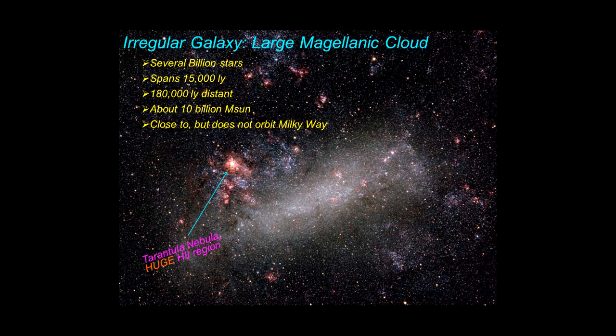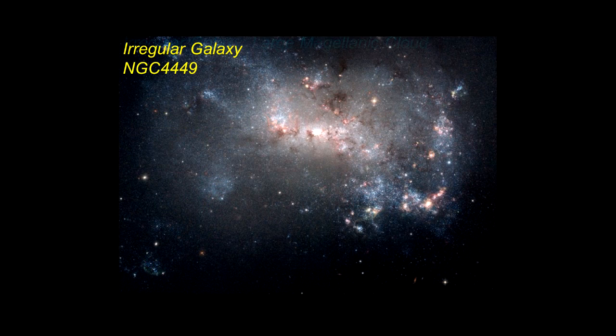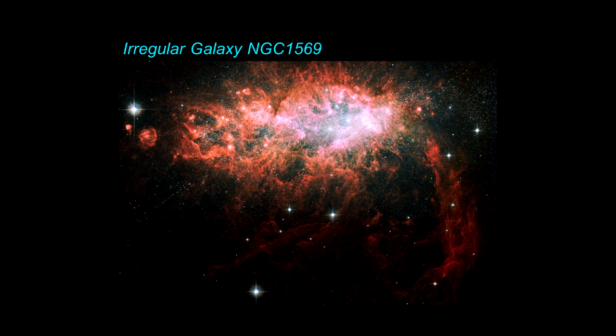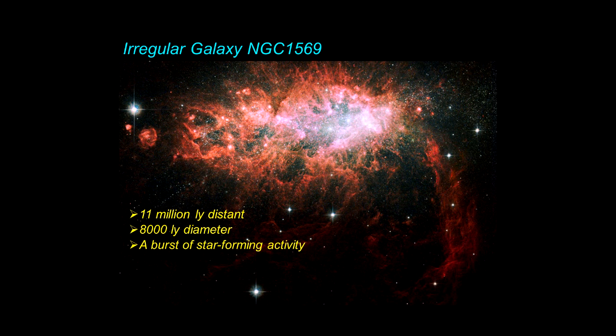Associated with this irregular is the Tarantula Nebula, one of the largest known ionized hydrogen regions. So it's a very huge region, about 800 light years in diameter approximately. Lots of interesting new star formation going on there. And here's an irregular galaxy, NGC 4449. NGC 1569, 11 million light years away, 8,000 light years across. A tremendous burst of star-forming activity associated with this irregular.